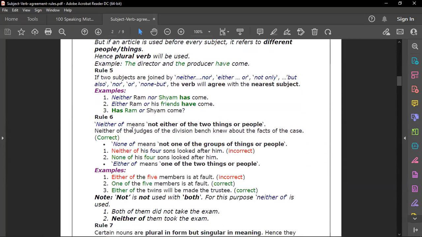Then neither of means not either of the two things or people.